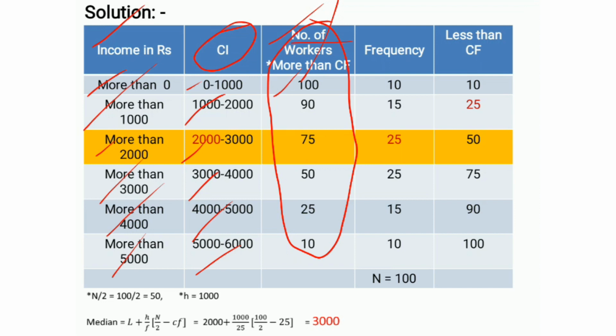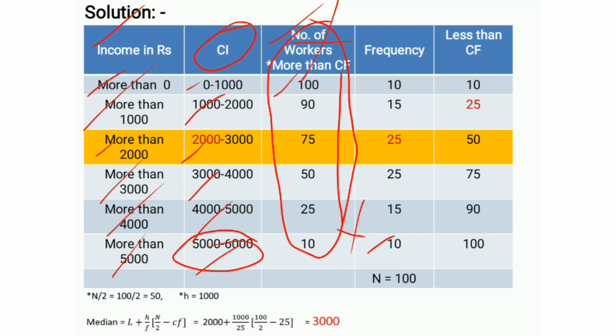Let me explain very clearly. More than 5000. So here, 5000 to 6000 means more than 5000, but we don't want the 6000 figure here. More than 5000, how many are there? 10 is there. This is correct. But how do we get the values for 0 to 1000 and 1000 to 2000? As I said, this is more than cumulative frequency. There is a procedure to follow to get the frequency value.